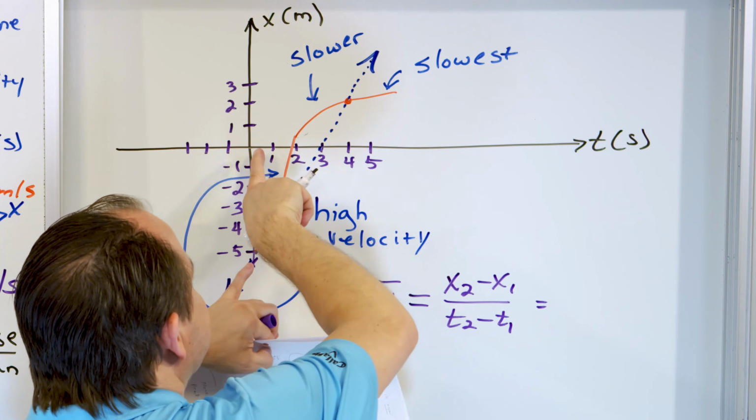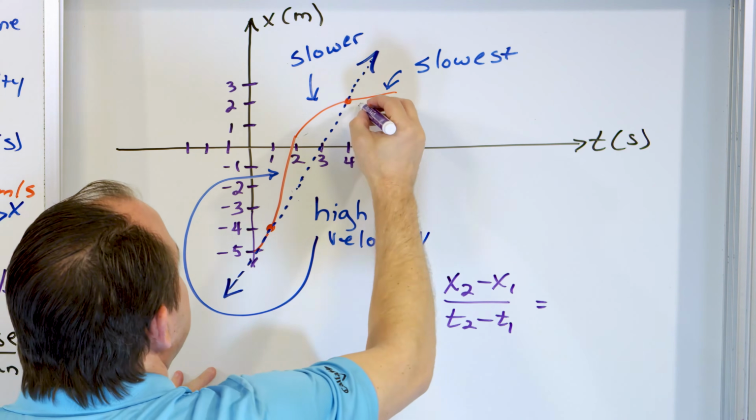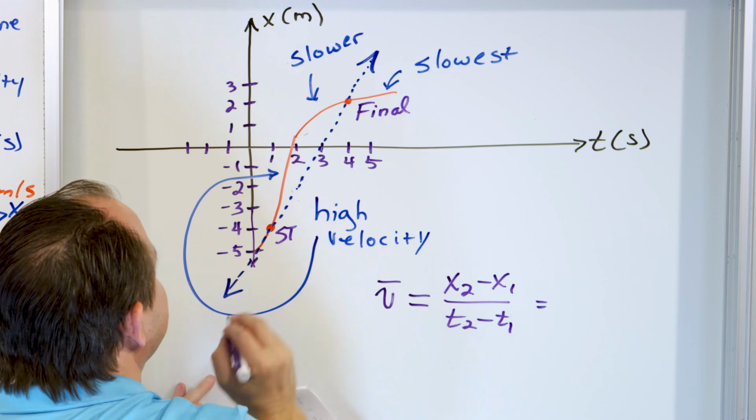Now, time is flowing this way. Time is increasing. So this is the final position, and this is the initial position. So I'll put final, and I'll put start here. I'll put st for start, right?